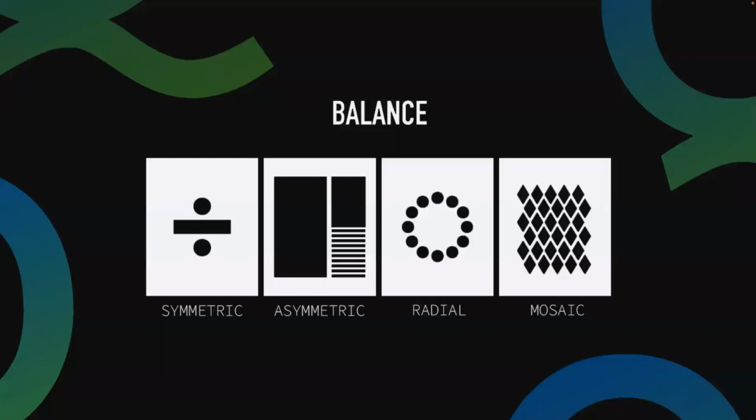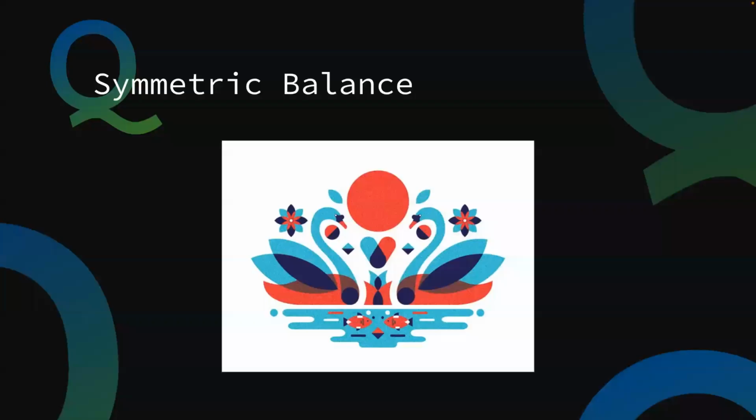So balance. We use this when we have even distribution in our designs. We don't want your eye to go to one place and then not go to the other. It adds a lot of contrast and really focuses you in the wrong place. So balance is a very important thing for unity. There are different types: symmetric, asymmetric, radial, and mosaic. I think it's pretty obvious from the photos what they are, but we'll dive into it.